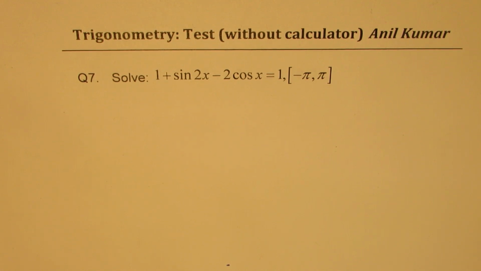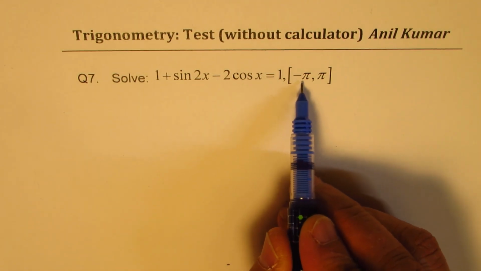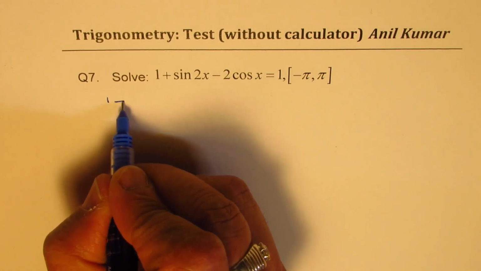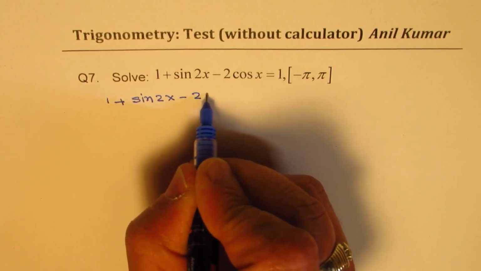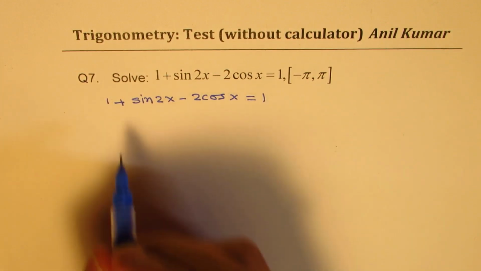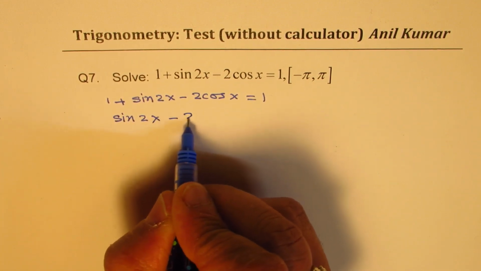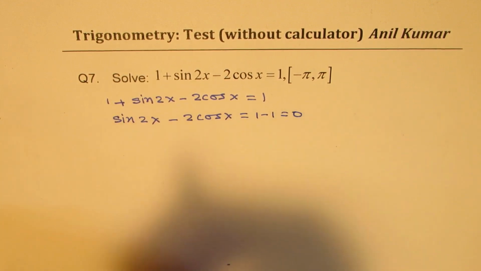Question number 7. Solve 1 plus sine 2x minus 2 cos x equals to 1 when x is between minus pi to pi. Now here, let's rewrite this. We have 1 plus sine 2x minus 2 cos x equals to 1. So that 1 and 1 cancels. So we have sine 2x minus 2 cos x. You could write 1 minus 1, which is 0.